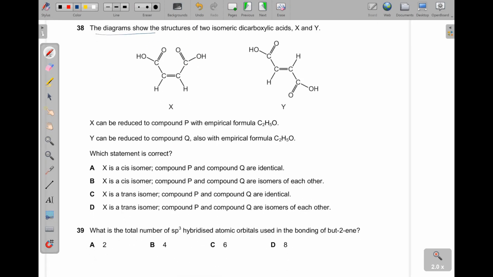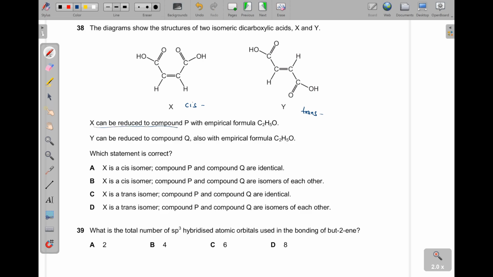38. The diagrams show the structures of 2 isomeric dicarboxylic acids X and Y. Actually, when you look at these two, this group, the same as this one, they are on the same side. And also the hydrogens, this side. So this is a cis, and this is a trans isomer. You see? So this group is this way, and then the other one is this other side.